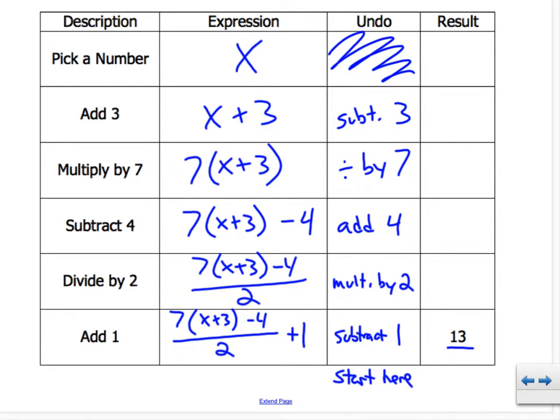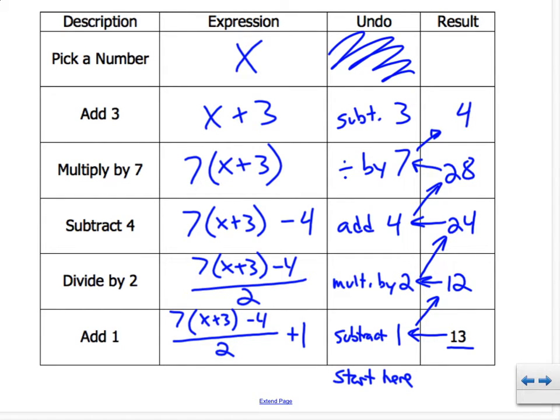Now, let's start with 13, and let's start undoing. If I take 13 and subtract 1, my value is 12. Then we multiply by 2, and we get 24. Then we add 4, and we get 28. We divide by 7 to get 4. And then we subtract 3, and we get 1, the answer that Rowan got. So we can use an undoing process to help us solve an equation.